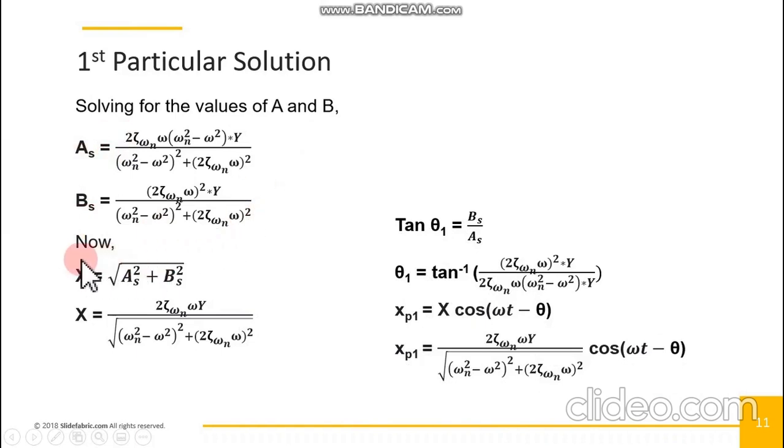Then by using the Pythagoras theorem I have found the value of x. Then using the trigonometric relation I have also found the value of theta 1, as you can see here. Finally I have plugged the values of x and theta back into the first equation. So the first particular solution will be of the form like this.